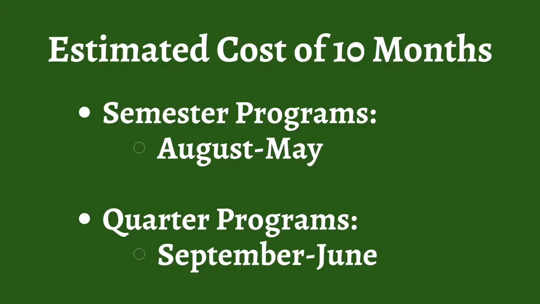Now, this is truly an estimated cost of a 10-month period. So for schools that are on a semester program, that is August to May, and schools that are on a quarterly program, that is September through June. Now, it's important to remember this is an estimated cost. It is not the true cost of attendance. There are multiple variables that go into these costs that may increase the prices of some things or decrease them.